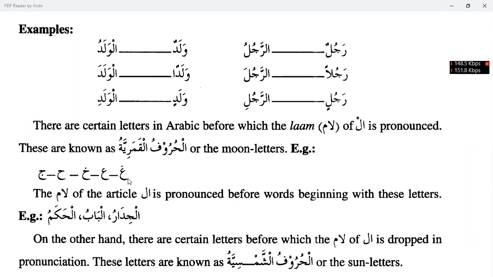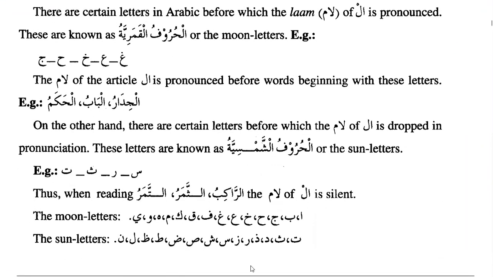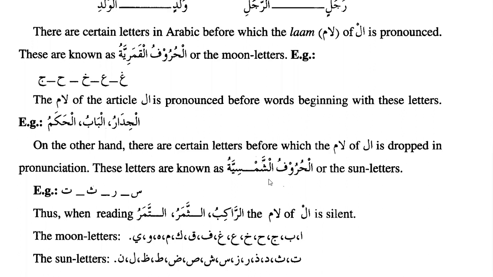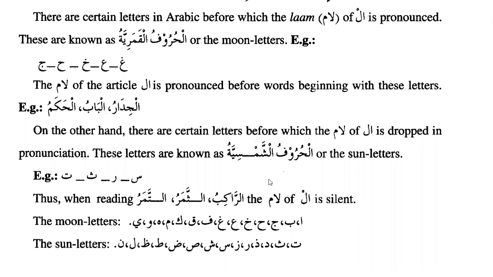There are certain letters in Arabic before which the lam of alif lam is pronounced. These are known as huruf qamariya, or the moon letters, e.g. qaf, ayn, kha, ha, jim. The lam of the article alif lam is pronounced before words beginning with these letters, e.g. al-jidaru, al-babu, al-hakamu.